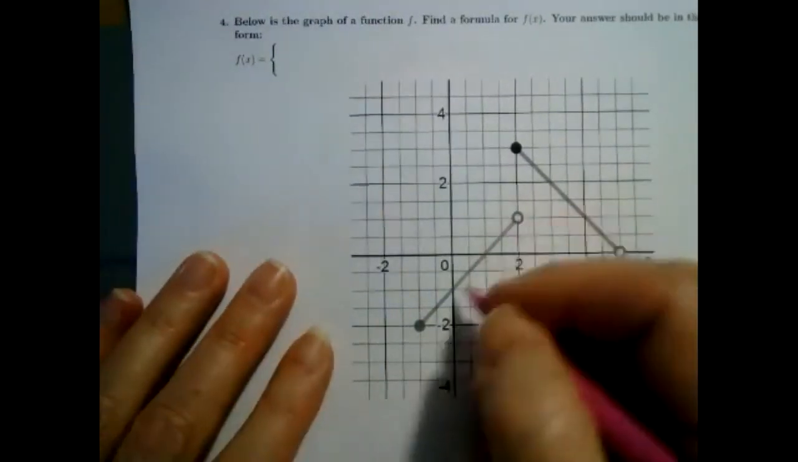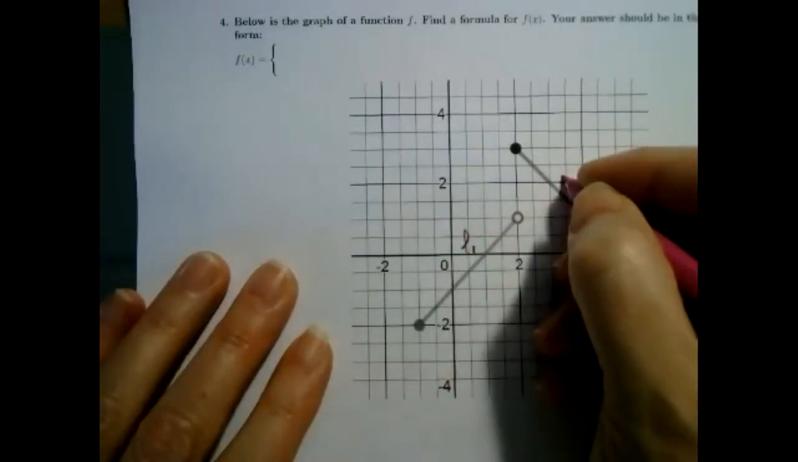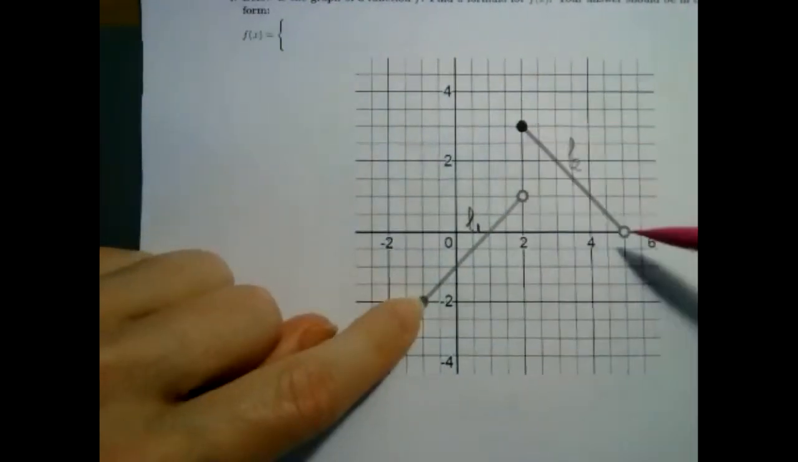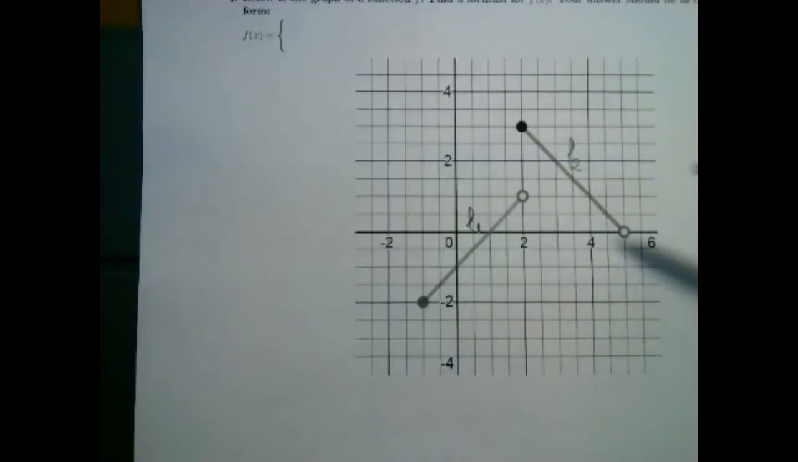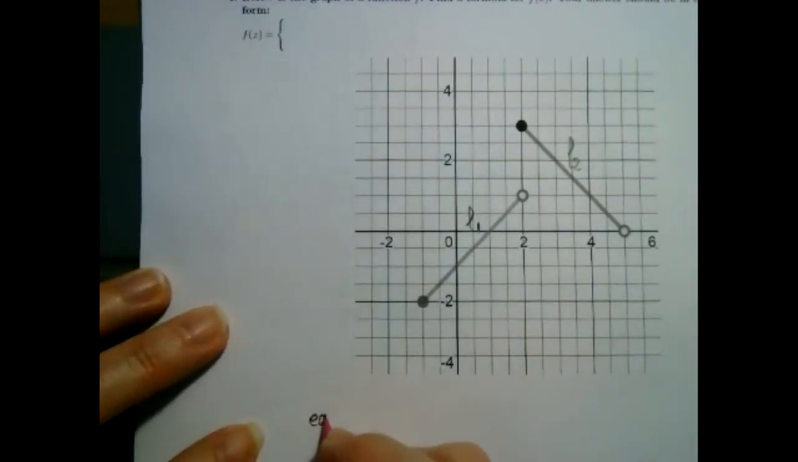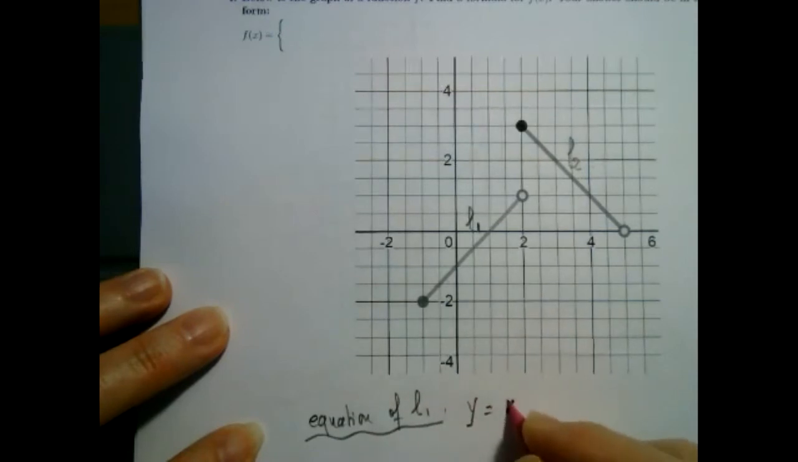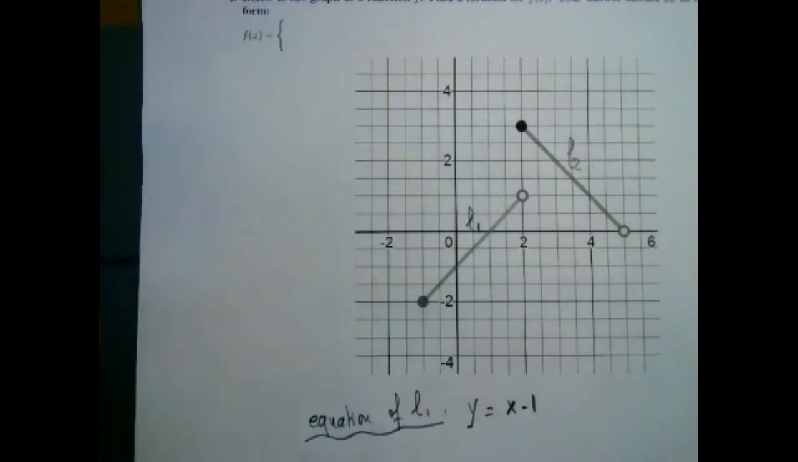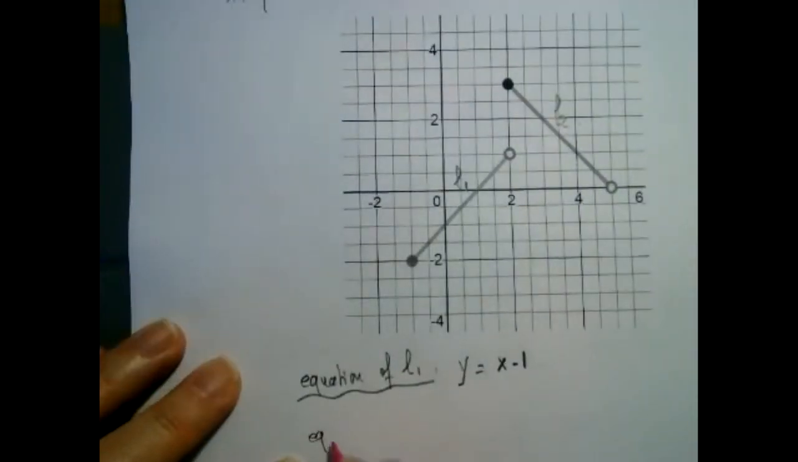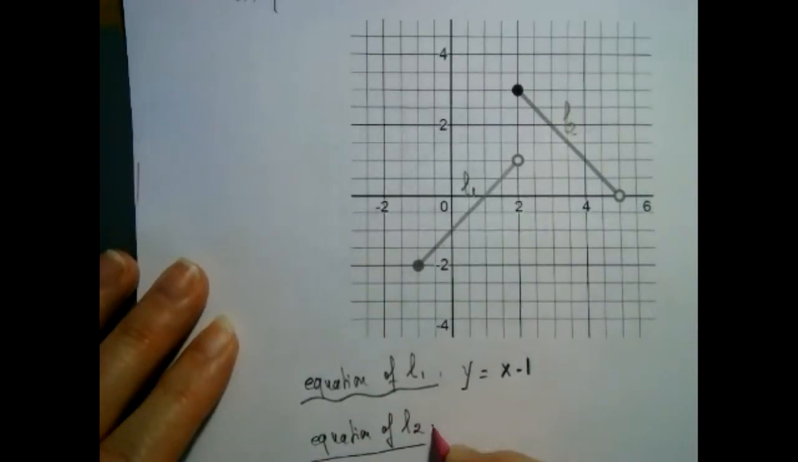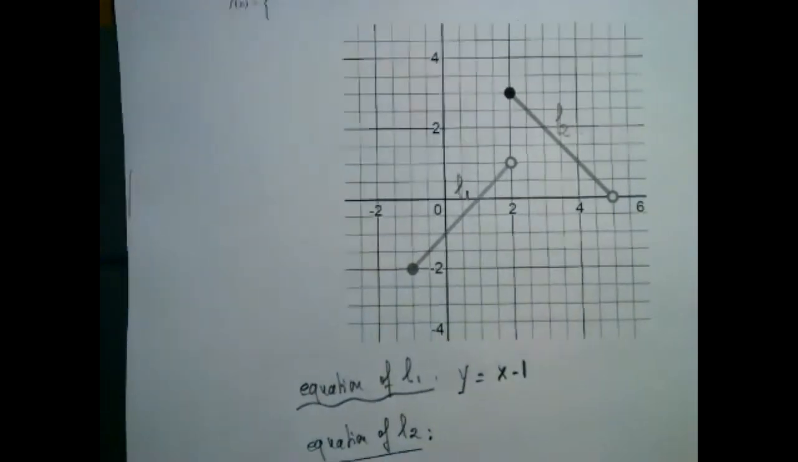This consists of 2 pieces. I'm going to call this line L1, and this line L2. To find a formula, I find the equation of L1, find the equation of L2, and then I'm going to piece them together. So the equation of L1, we just did it a minute ago. It was x minus 1. That's the exact same line we did before. Now I need to find the equation of L2. Right, I don't have this line, so I need to find it.